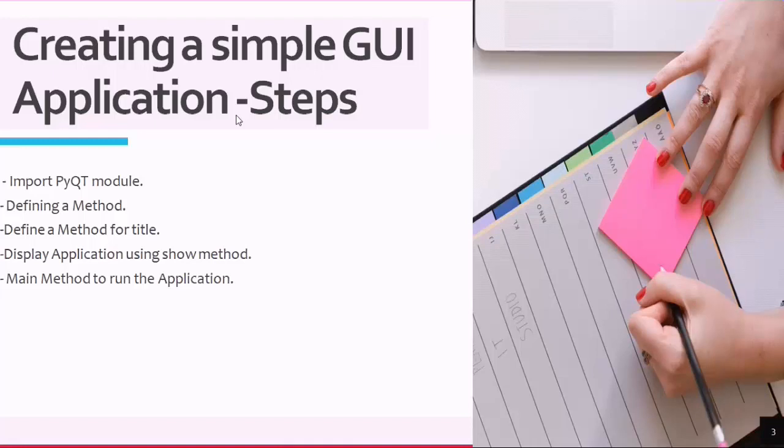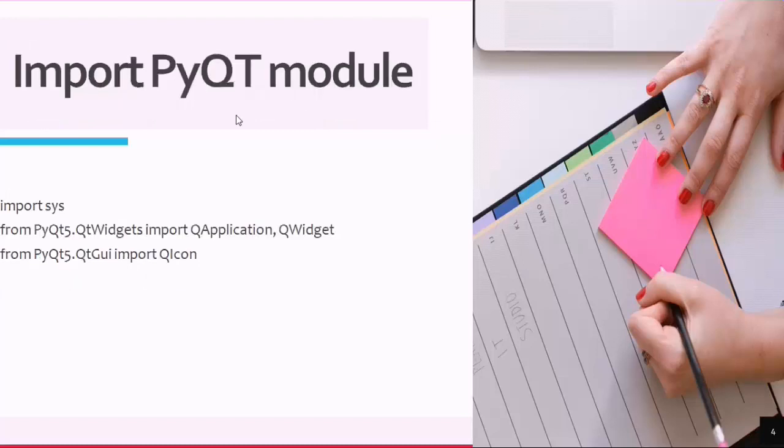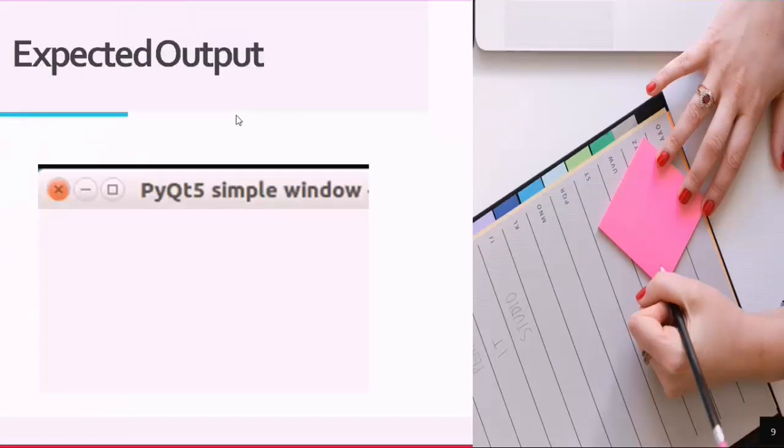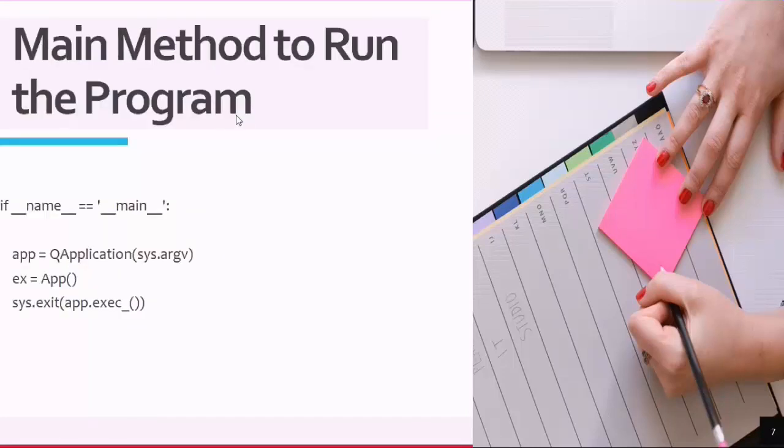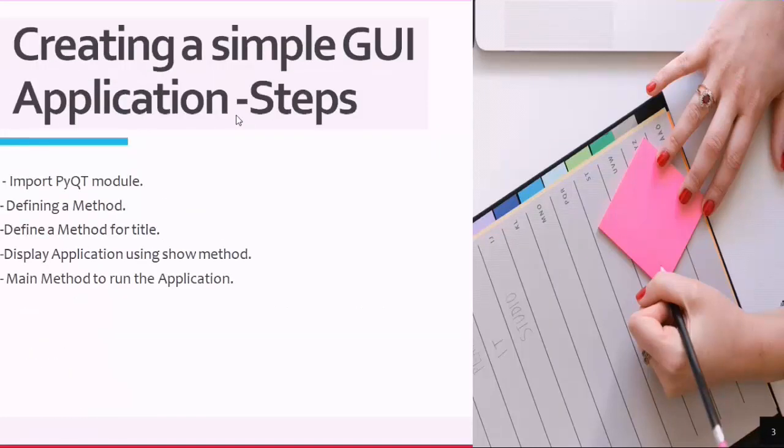There are 5 steps involved in creating a simple GUI application. I'm going to create a simple GUI application in which we display a window along with a header called PyQt5 simple window, which will have minimize, maximize, and close option buttons. Now let's start discussing the code that we are going to use for creating that application.